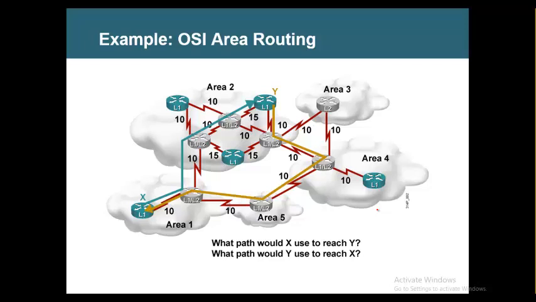Okay, OSI area routing. Now, what path would X use to reach Y, and what path will Y use to reach X? Try to find out your own answer. I'll wait.